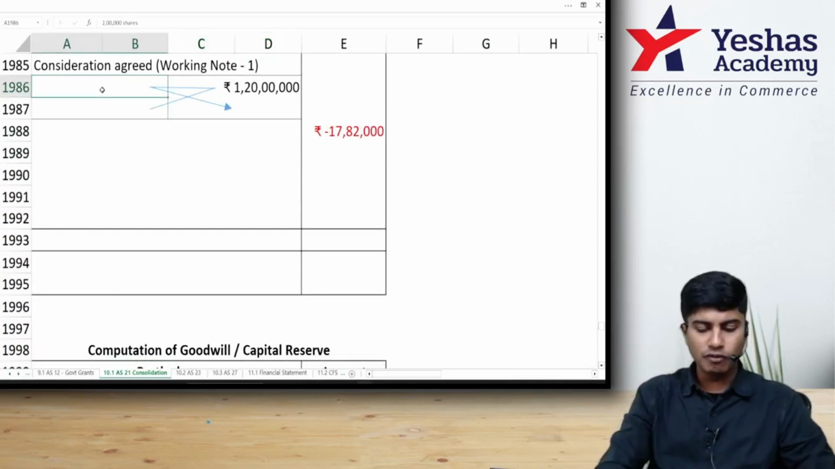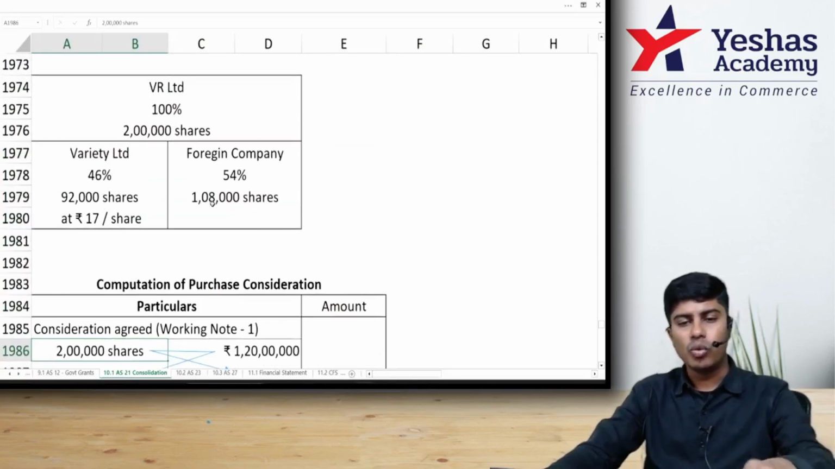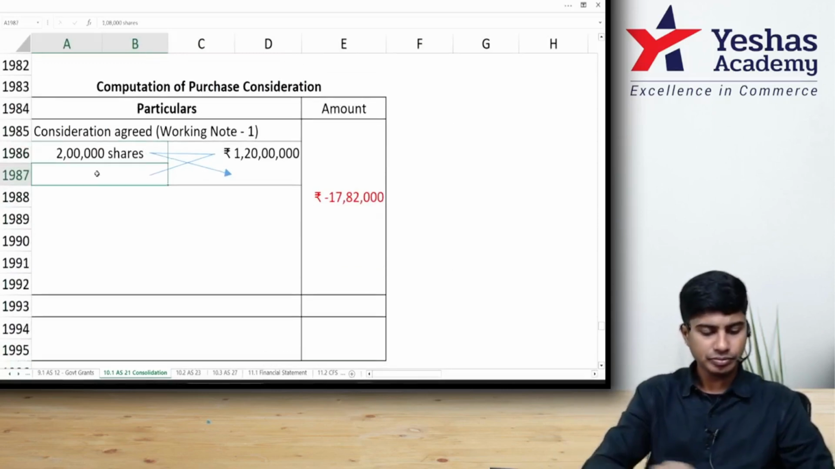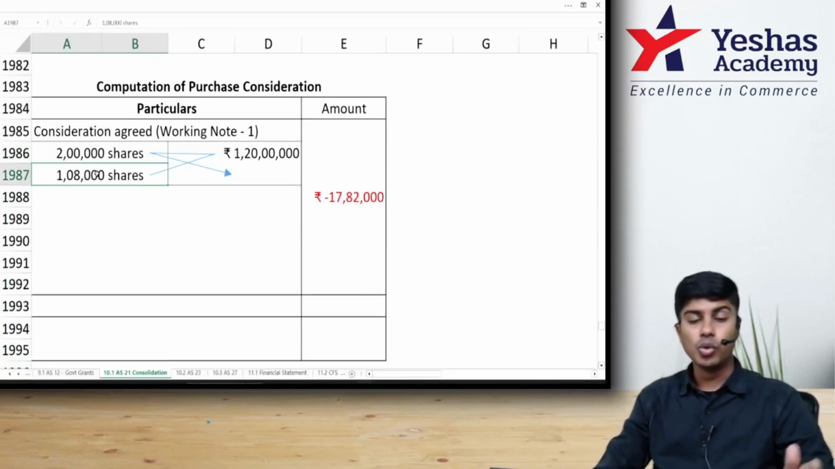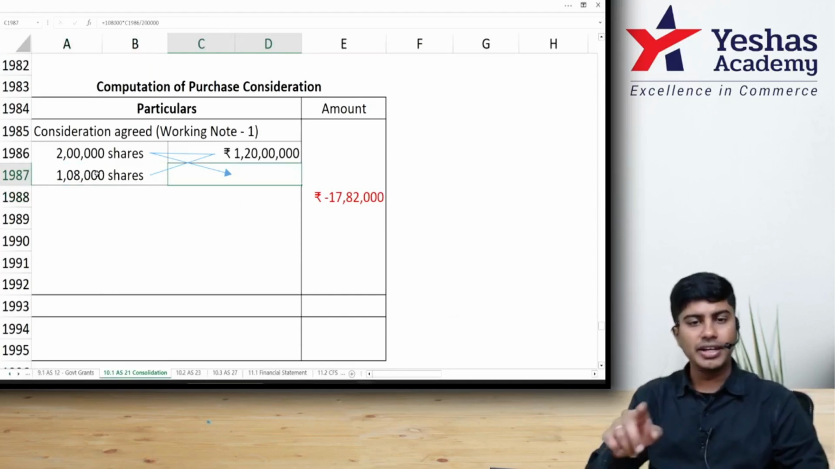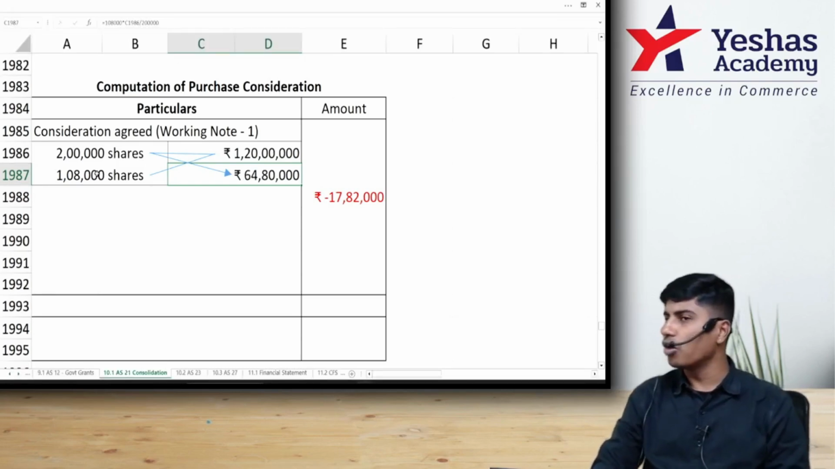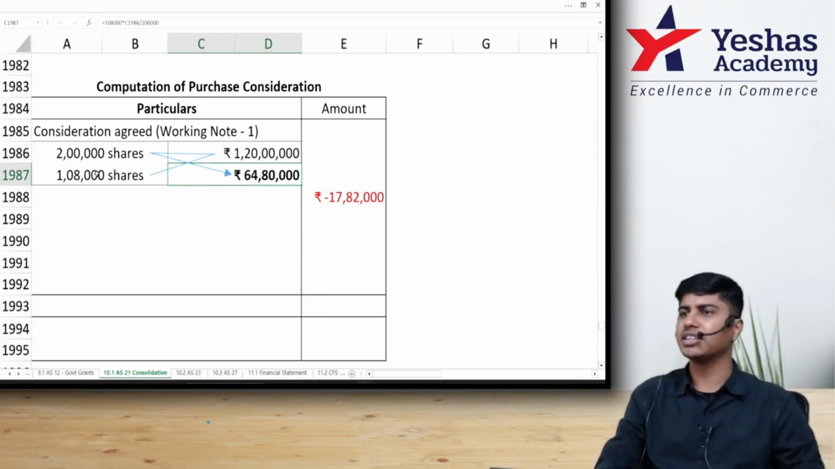This 1 crore 20 lakh, no, that is the value of 2 lakh shares. Is it the value of how many shares am I buying? 1 lakh 8,000 shares. So 1 lakh 8,000 into 1 crore 20 lakh divided by 2 lakh. Okay, take 108 into 120 divided by 200. We're doing in thousands. 64 lakh 80,000. Everyone understood 64 lakh 80,000? 64 lakh 80,000 is the purchase consideration that I am paying them.